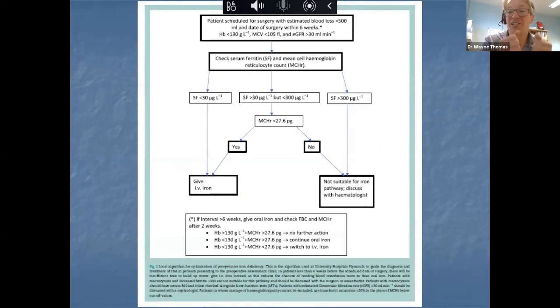So it's not just trying to optimize people who are clearly iron restricted on the basis of absolute iron deficiency, but what we know from CKD is that if we give them intravenous iron when their ferritin is normal, and they're going to have a 500 mil blood loss, they're going to have a requirement for iron later on. And if they're already iron restricted, it's going to be worse. So you give it preemptively.